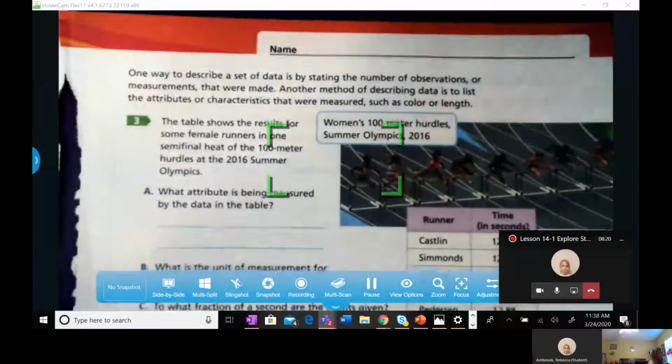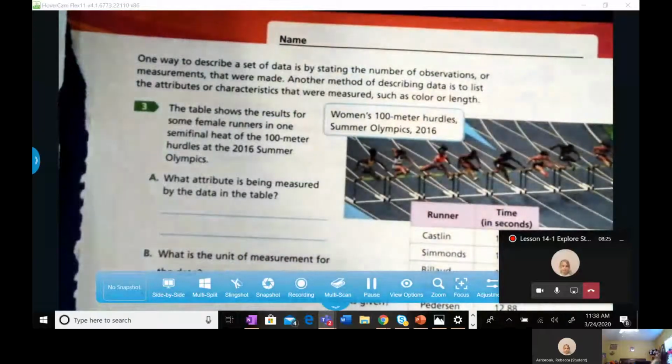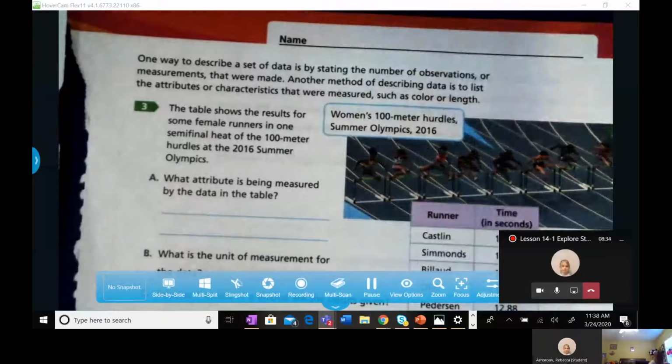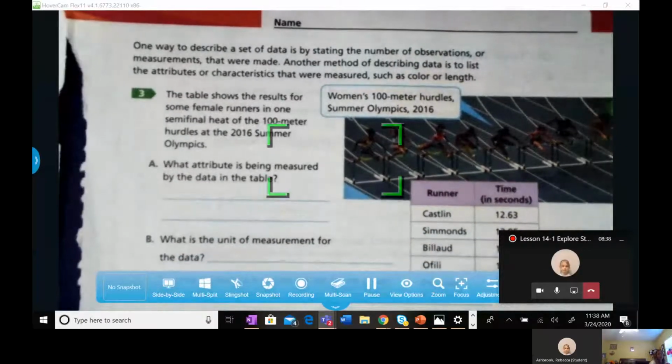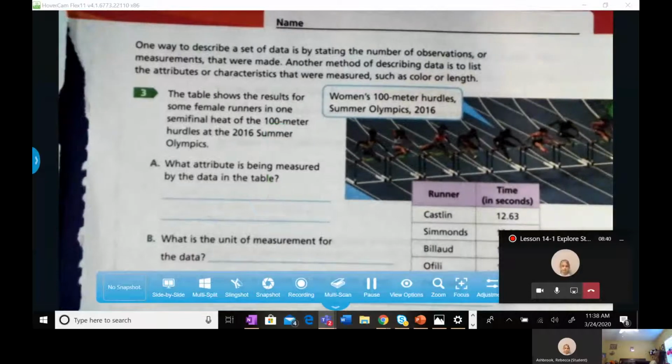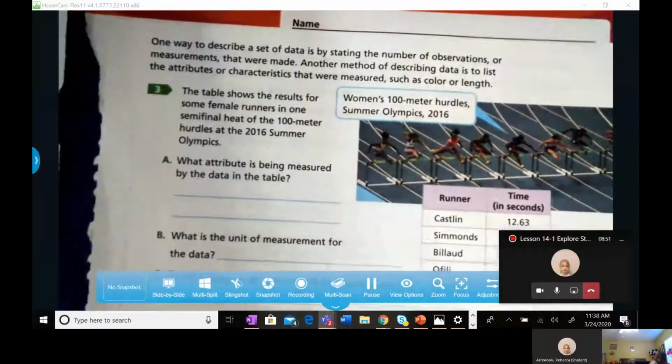All right, so we still have some more. So number 3. One way to describe a set of data is by stating the number of observations or measurements that were made. Another method of describing data is to list the attributes or characteristics that were measured, such as color or length. The table shows the results for some female runners in a semifinal heat of the 100-meter hurdles at the 2016 Summer Olympics. What attribute is being measured by the data in the table?